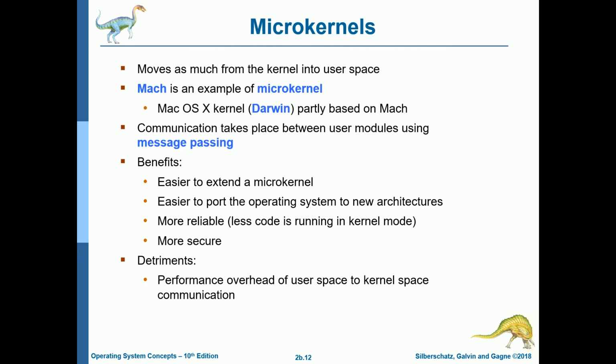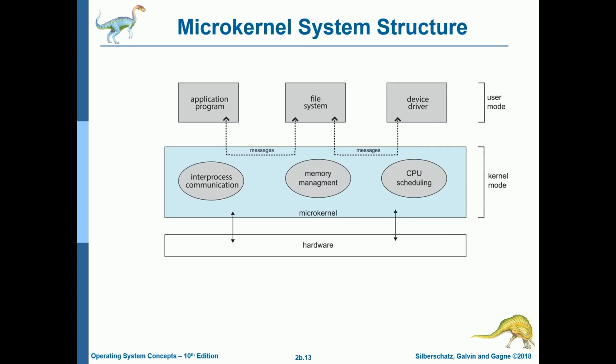Unfortunately, the performance of a microkernel can suffer due to increased system function overhead. The overhead involved in copying messages and switching between processes has been the largest detriment to the growth of microkernel-based operating systems. Here's an example of how you can view a microkernel operating system structure.